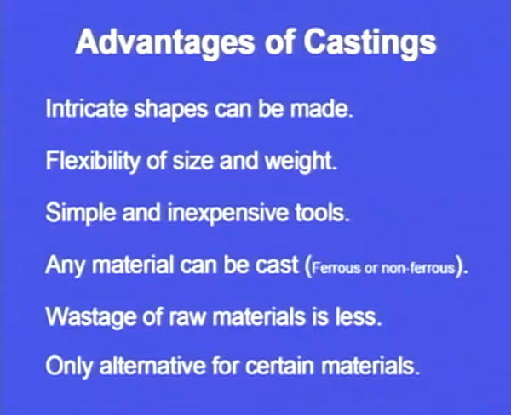The second advantage is flexibility of size and weight. Any big shape can be manufactured. Similarly, any small shape can be manufactured. That is the flexibility in this process. If we see other manufacturing processes, this flexibility may not be found. When we are about to manufacture certain items using other manufacturing processes, the size matters. If the job is too big, it is not possible. If the job is too small, it may be difficult. But in the metal casting process, we can manufacture any big component and any small component.